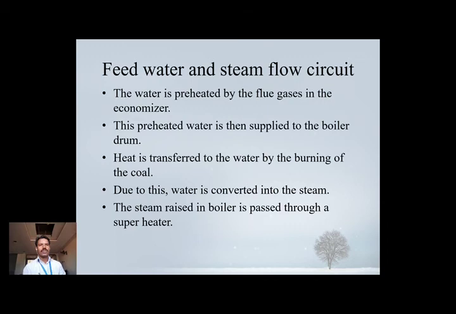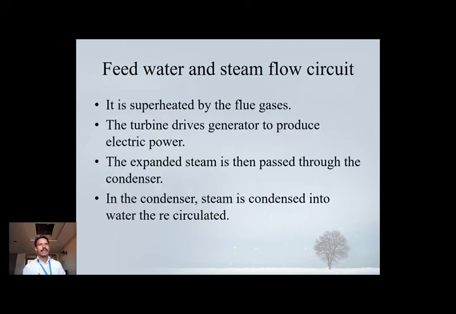During this, water is converted to superheated steam. The steam raised in the boiler is passed through the superheater. The main purpose is that we can use the superheated steam to convert to mechanical energy. The turbine drives the generator to produce electrical power. The steam is converted to mechanical energy in the turbine.